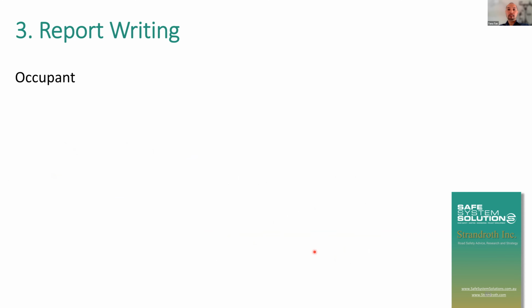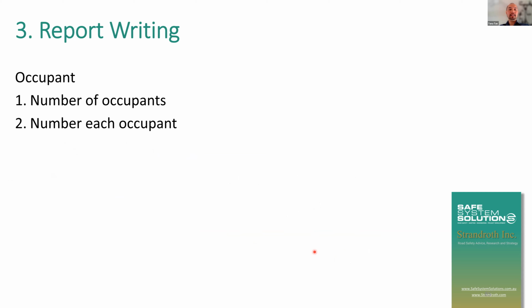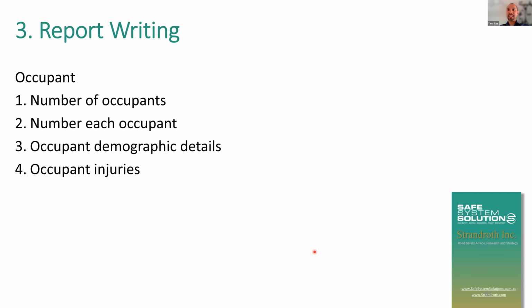Okay, occupants. So something that you want to document is the number of occupants. So I would number each occupant, so be O1, O2, O3, O4, or just 1, 2, 3, 4 if you prefer. Occupant demographic details can be very important. I'll go through an example of this next slide. The occupant injuries like AIS can be important as well, depending again on what your report's aiming at.